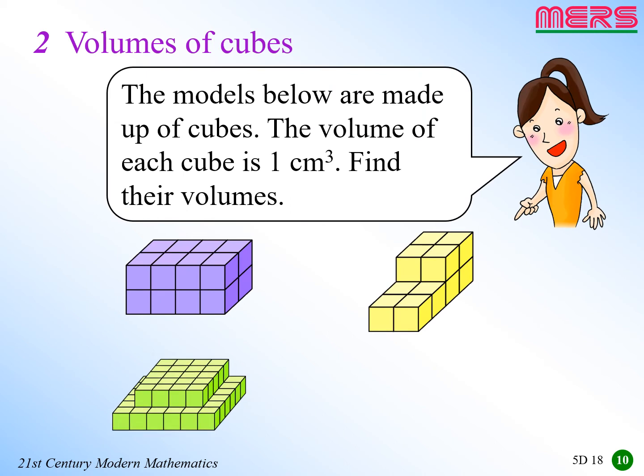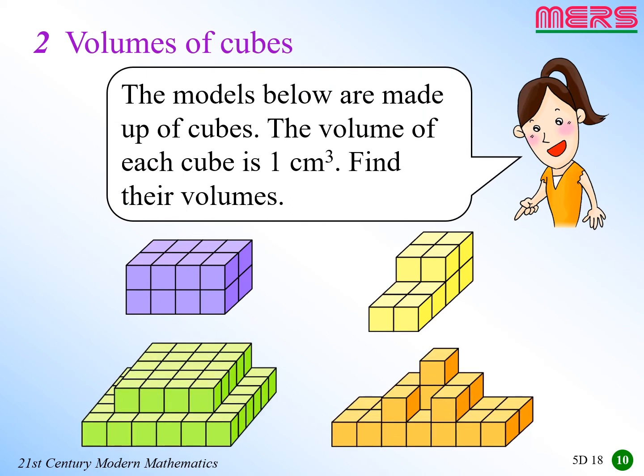The models below are made up of small cubes. The volume of each cube is 1 cubic centimeter. That is 1 centimeter times 1 centimeter times 1 centimeter. Find the volumes. How many cubic centimeter blocks are there? Let's pause the slide and do the counting.